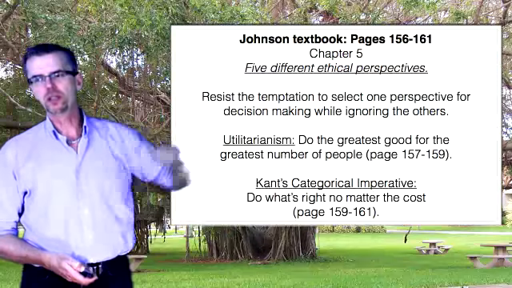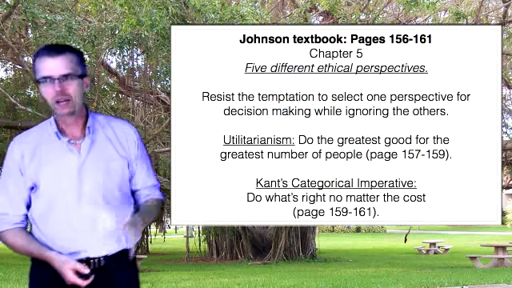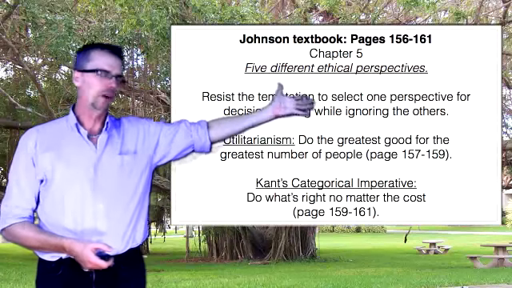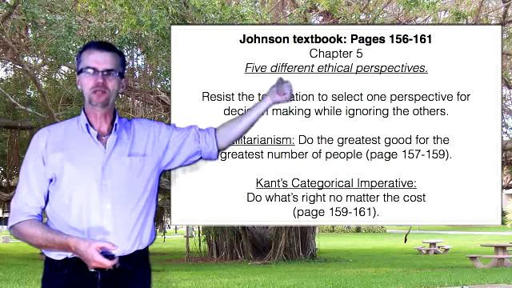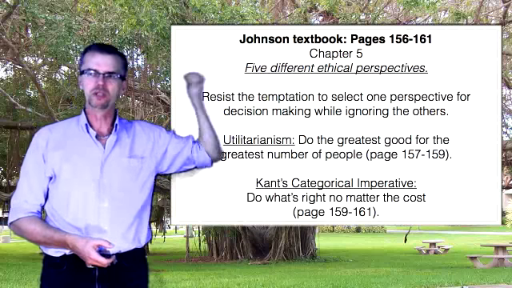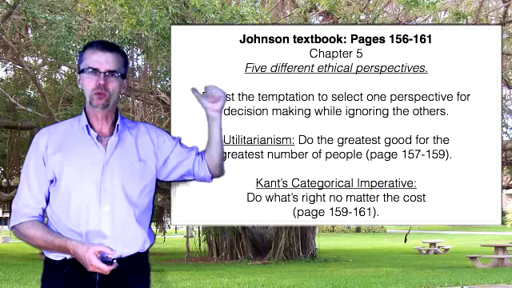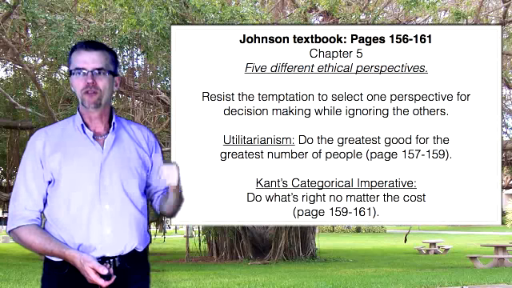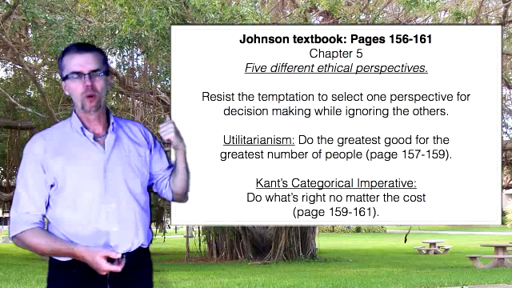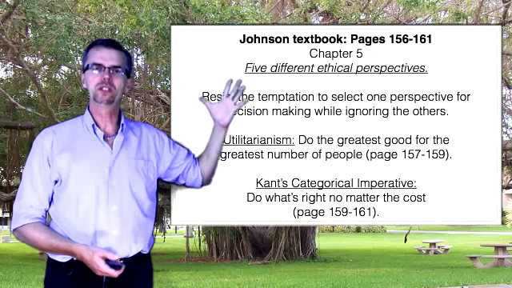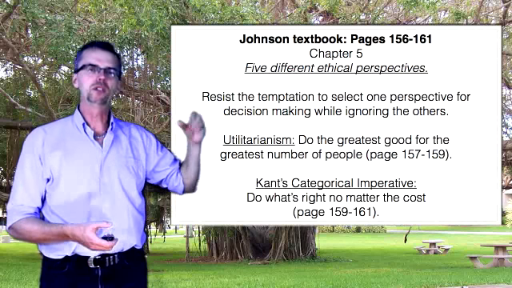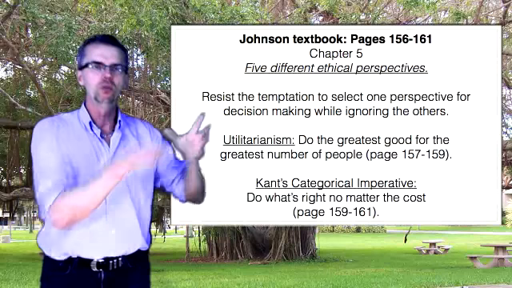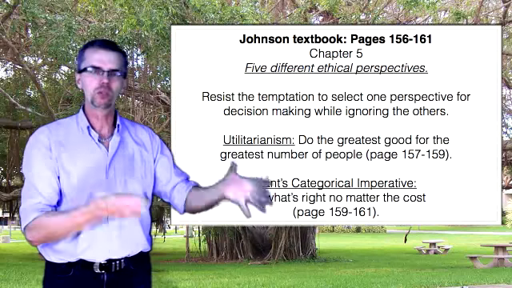So let's start with the Johnson textbook first. What he does in chapter 5 is he covers 5 different ethical perspectives. He tells you to resist the temptation to select one perspective for decision making while ignoring the others, because what happens is you say, oh, okay, what I'm doing right now fits into utilitarianism, or hey, this really fits well with Kant.